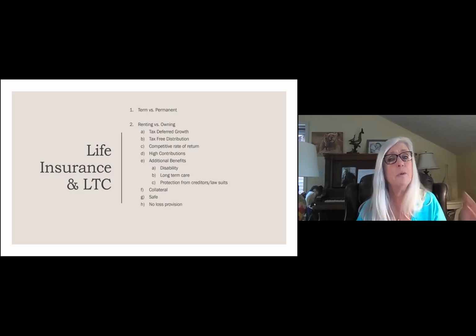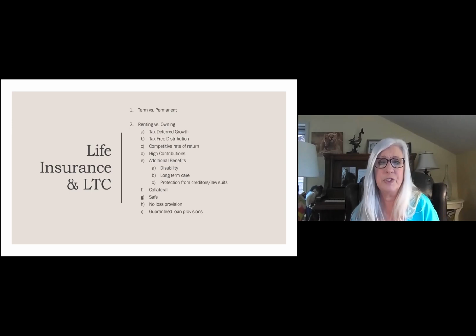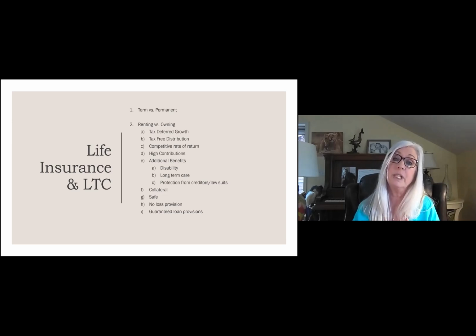So you can watch the market go up and down in your 401k. You can lose 30% on one day and hope it comes back in a year. With life insurance, you have a no loss provision. So once you've earned the money and it's there, they cannot take that account value away from you. So that's an important feature to the life insurance policy. You have guaranteed loan provisions. It's a contract between the owner of the policy, whether the owner is the employer or the employee or the company.